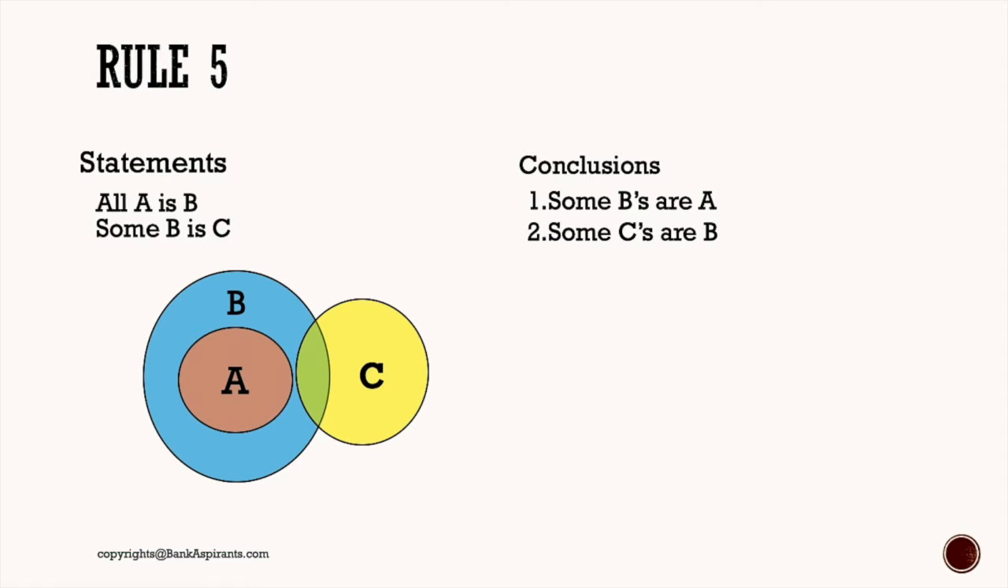But here you can't write all B is A. Why can't we write all B is A? Because only some part of B contains A and some part of B contains C. Not every B is inside A. Only A is inside B.